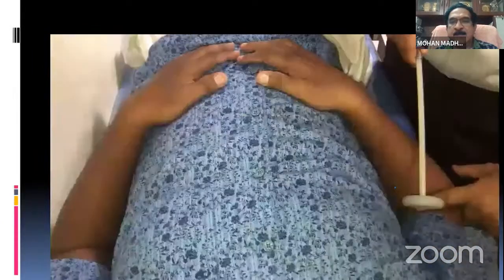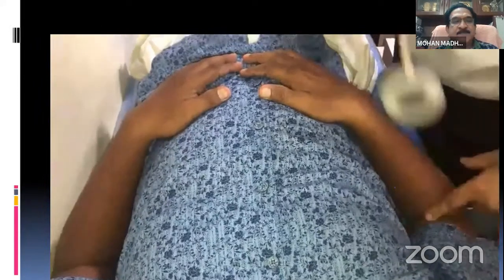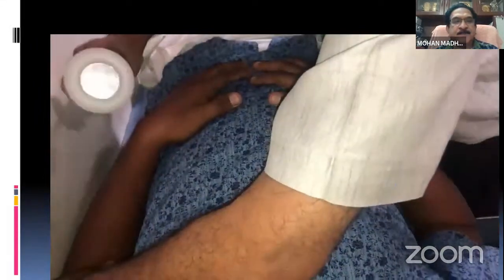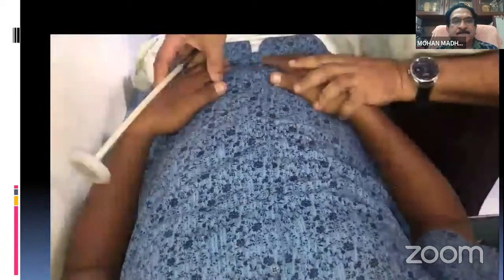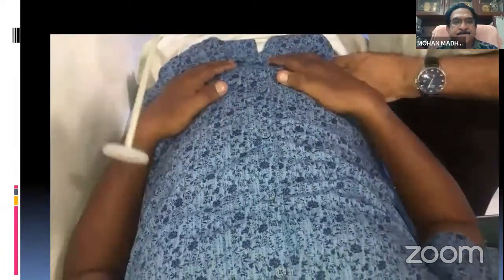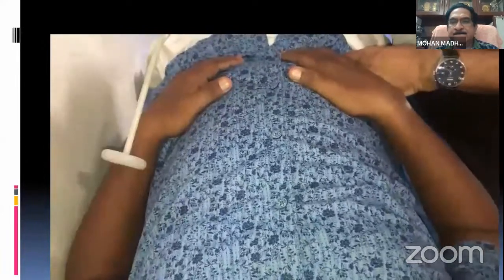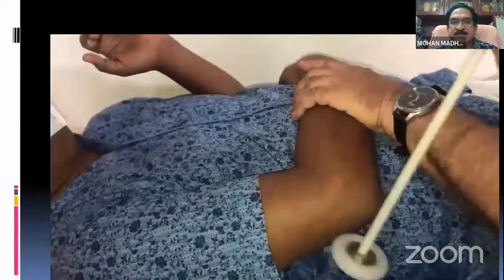Reflexes are all absent, both upper and lower. Flexors are also absent. Both knee and ankle jerks are also absent.